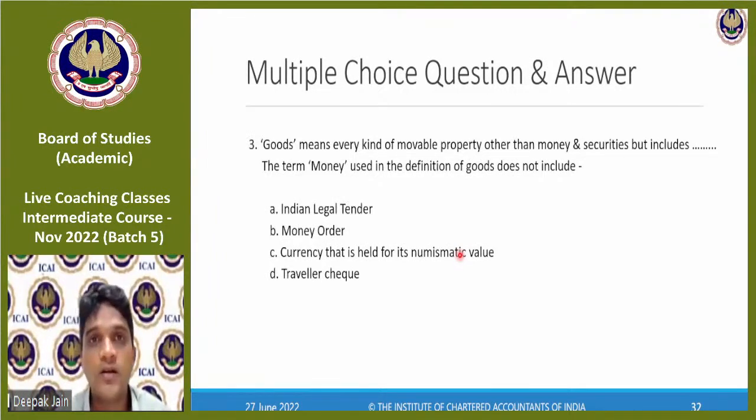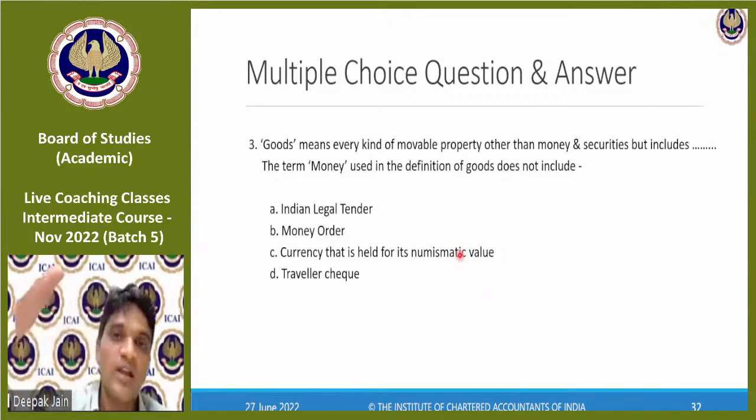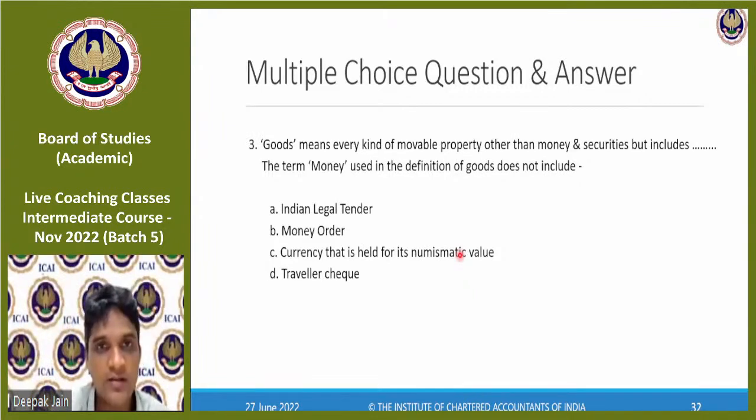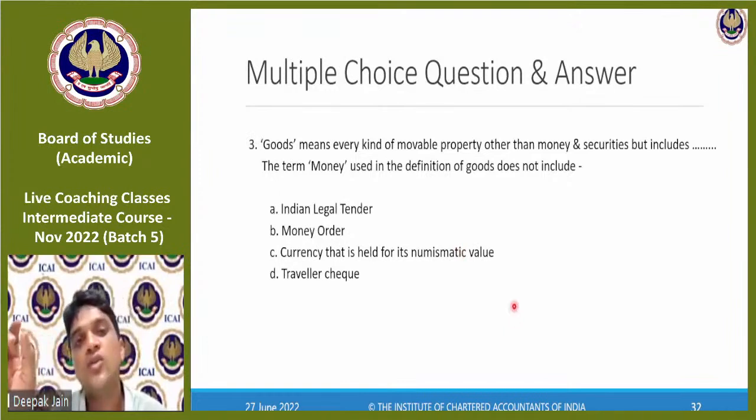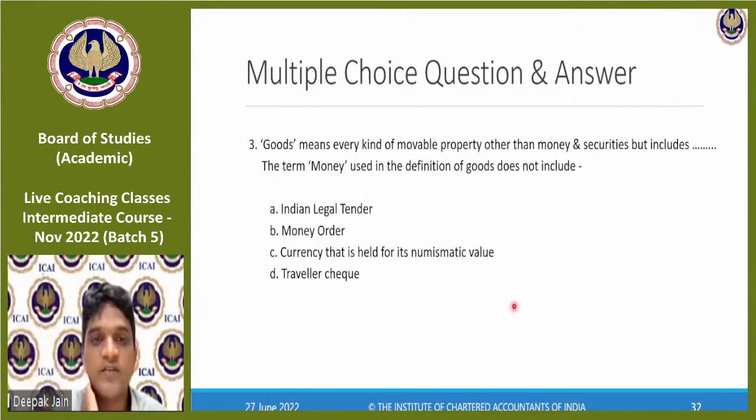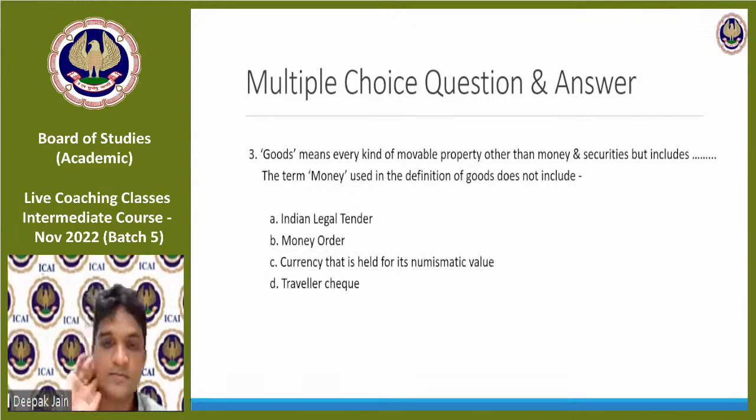Means if I hold a 20 paise coin because it has a good relevance for it, and if I sell it, can I say that it is sale of money, so no GST? No, because you have held that 20 paise coin and you've got 20 rupees because it has a numismatic value. So it is excluded from the definition of money and GST will be liable on that. So currency which is held for its numismatic value is not included under the definition of money.